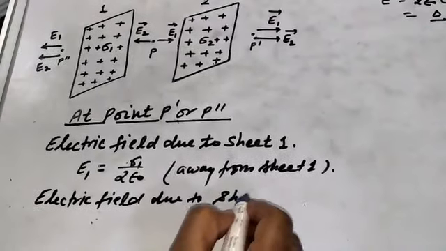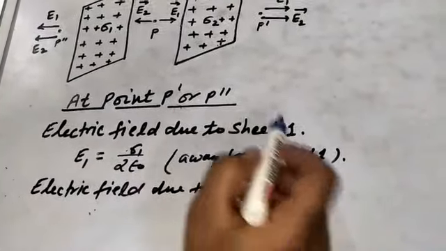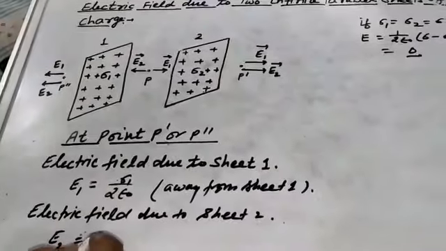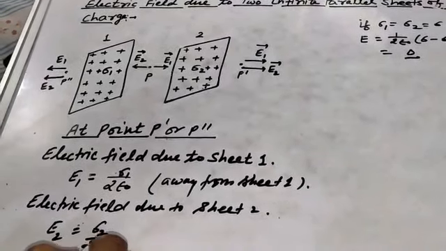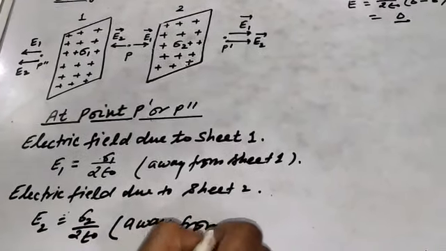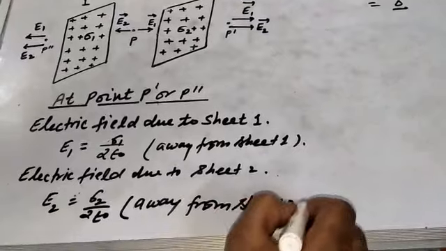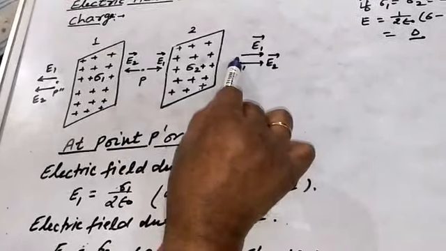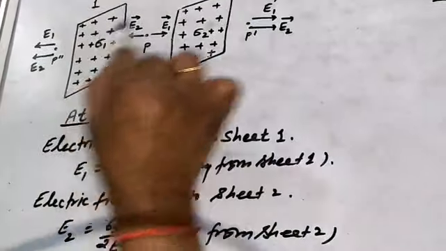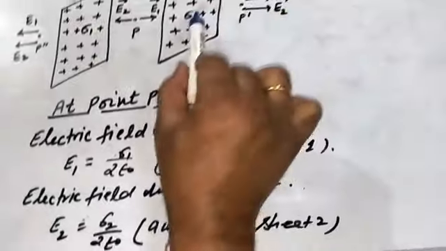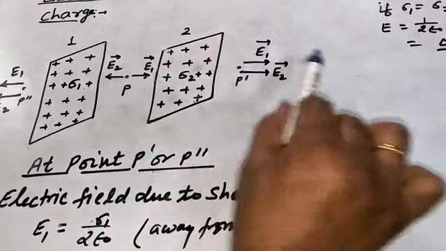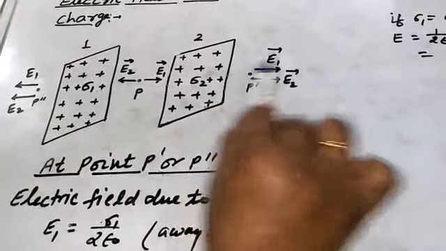Similarly, the electric field due to sheet 2, either at point P dash or P double dash, at both points you can say E2 is equal to sigma 2 upon 2 epsilon naught, and this is also directed away from sheet 2. It means if we consider the point P dash, then the electric field due to the first sheet of charge at point P dash is E1 away from this sheet, and due to the second sheet of charge, E2 is also away from the sheet. It means both will act in the same direction.